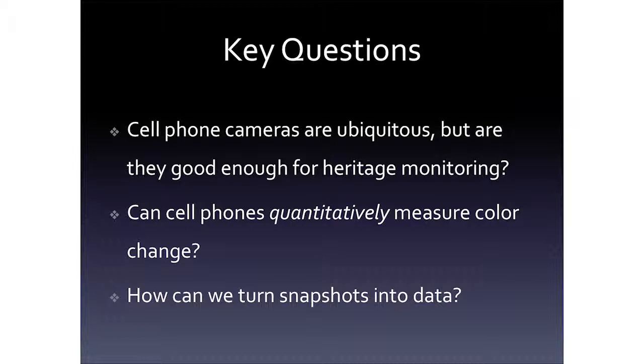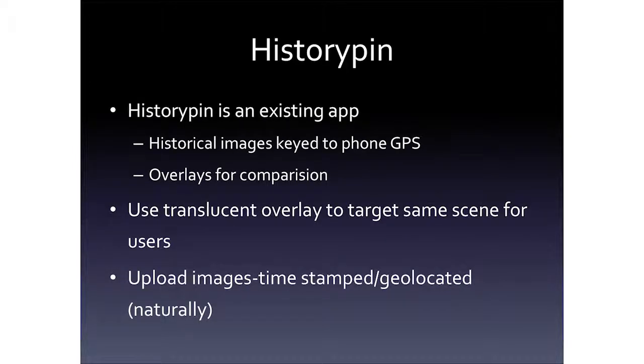And so the question is, well, how good are the cameras? So we started to take a quantitative look at these cell phone cameras and think, do they measure anything well enough that we could actually get any real data from them? And HistoryPin is actually an existing phone app that we're working with. They provide historical images. It's available on both Android and Mac. You can take a look at it. It's kind of fun, actually.